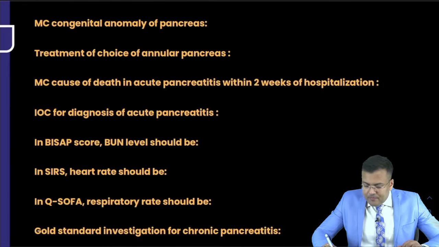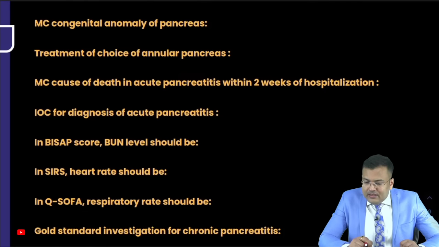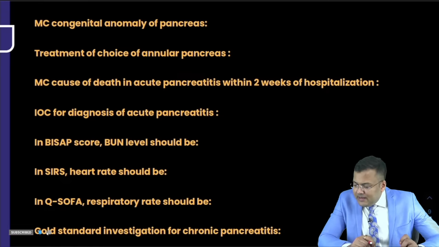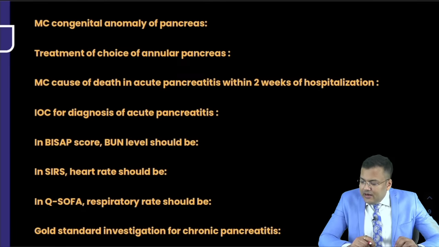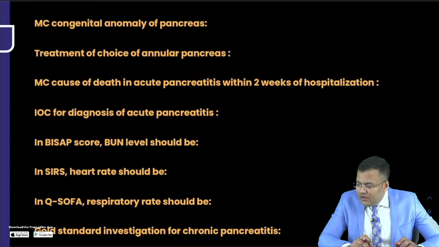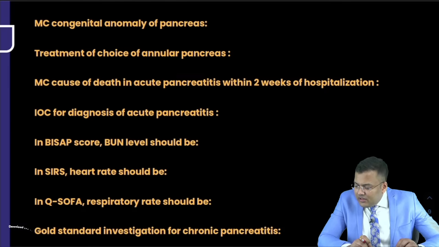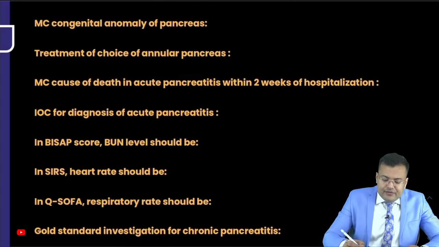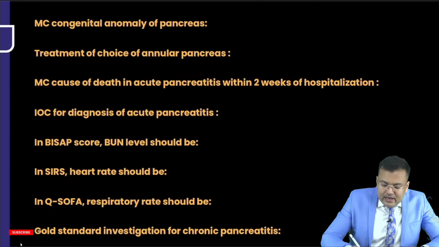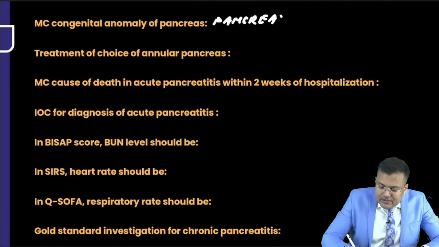Okay, next. Tell me, what is the most common congenital anomaly of pancreas? Tell me, guys. Mithu, Ashwini, Priya, Dhananjay Sharma, Abhishek. Yes, it is pancreas divisum. Very good. Majority of you are correct. Yes, this is pancreas divisum, in which there is divided drainage. Next question, guys.